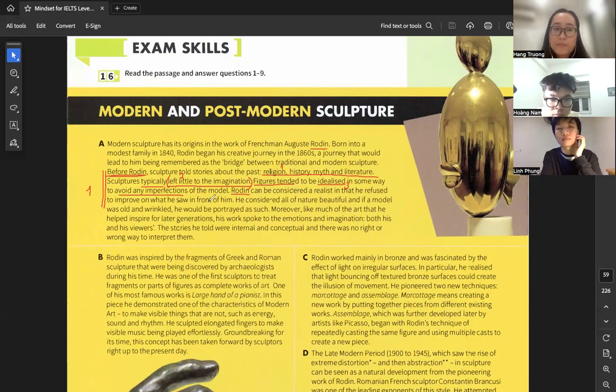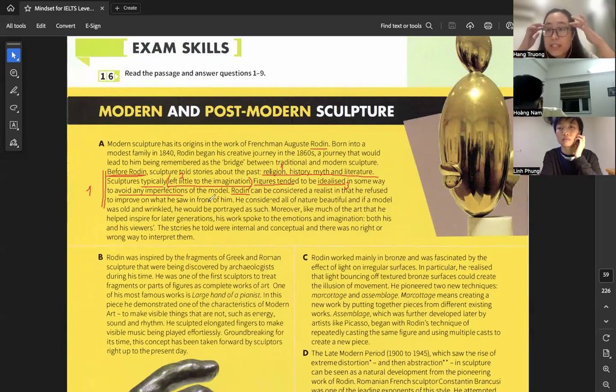Why must the answer here be false? Because there are specific words in three locations in this paragraph A that point to the fact that sculptures before Rodin were not close to real life. Because religion, right? Can you see religion with your eyes? No, right? It's faith. It's something that's in each person's head. It's very abstract. You cannot see it.